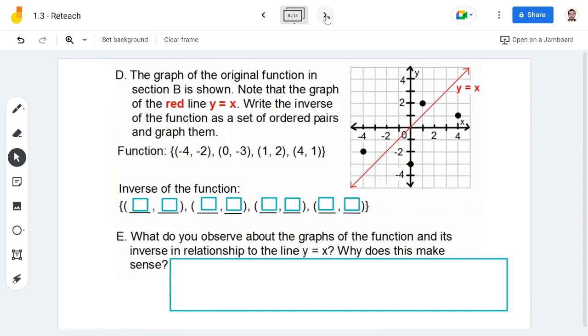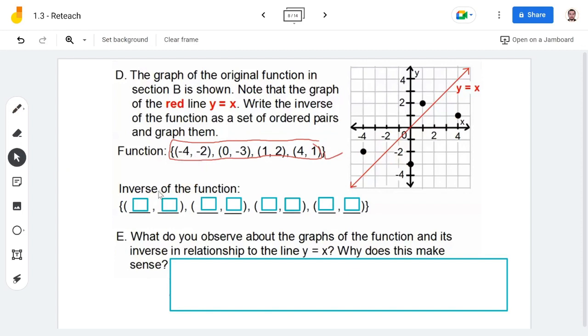Okay, now let's continue to the second part. Let's do some explanation about this. The graph of the original function in section B is shown. Note that the red graph is the line y equals x. Write the inverse of the function as a set of ordered pairs and graph them. We have the function represented by the black dots. The black dots are my function. So now let's find the inverse of the function.